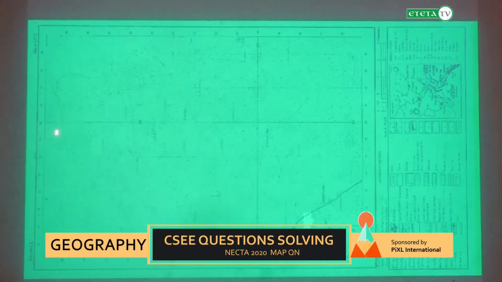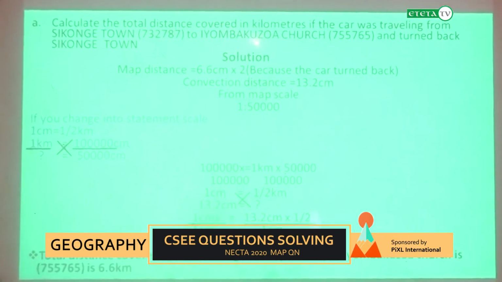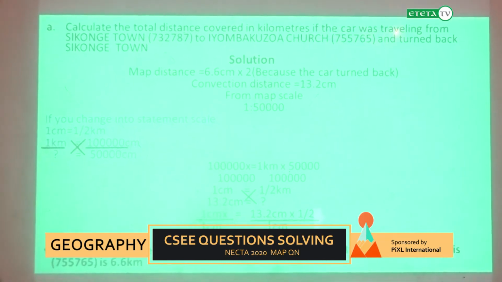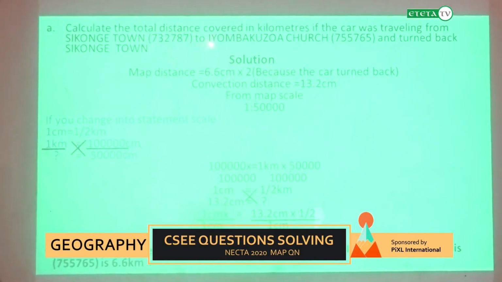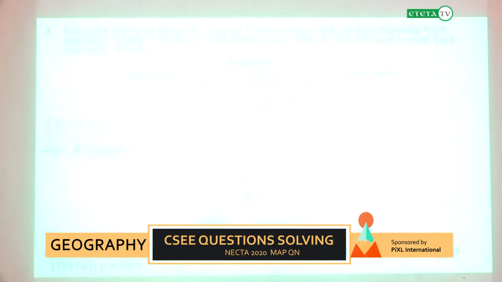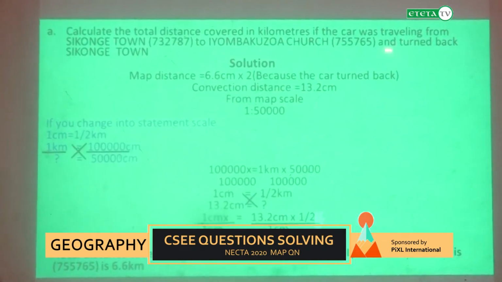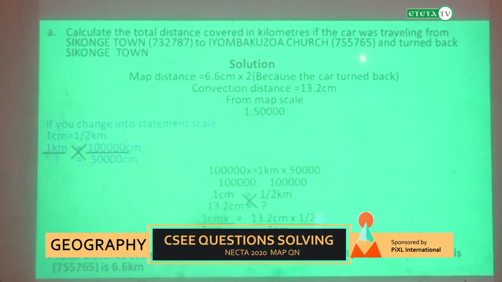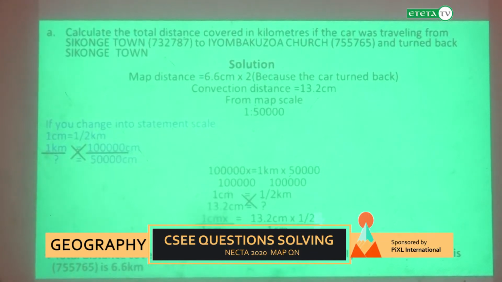The first question in that year was: calculate the total distance covered in kilometers if the car was traveling from Songea town, for which they have given the grid reference, to Iyombakuzoa church, for which they have also given the grid reference, and turned back to Songea town. So you need to read this question carefully. You have to measure the distance, and you should have in mind that the car went and turned back to Songea town.